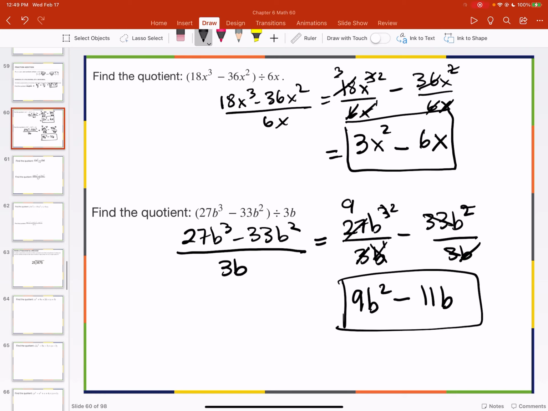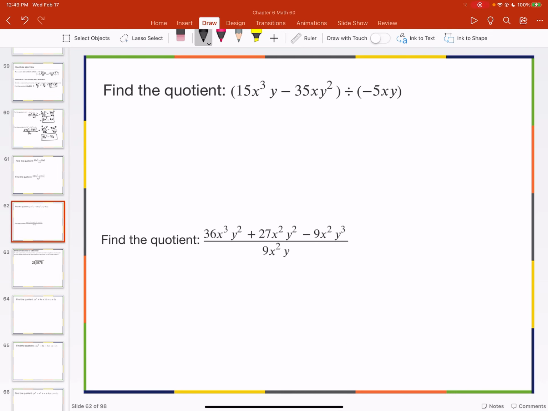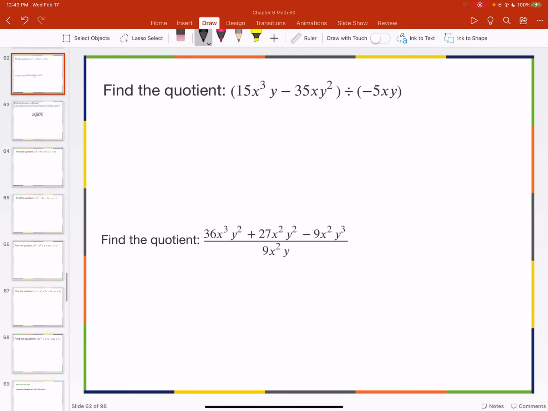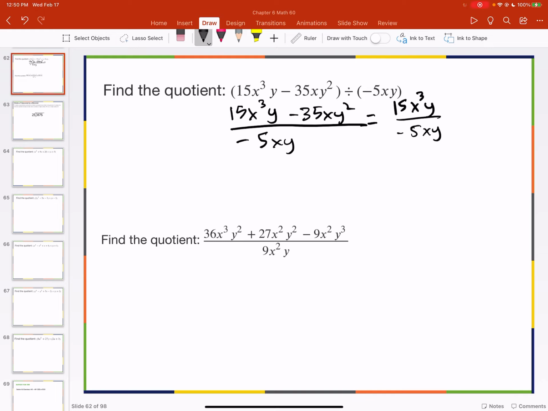All right, let's do one more set. Okay, so here we have 15x cubed y minus 35xy squared divided by negative 5xy. So if I split that into 2, I get 15x cubed y over negative 5xy minus 35xy squared over negative 5xy.